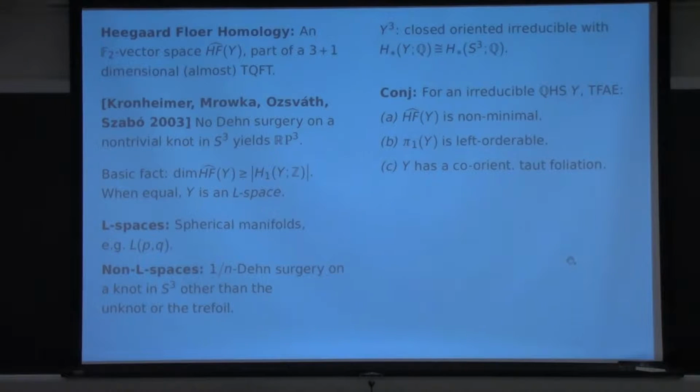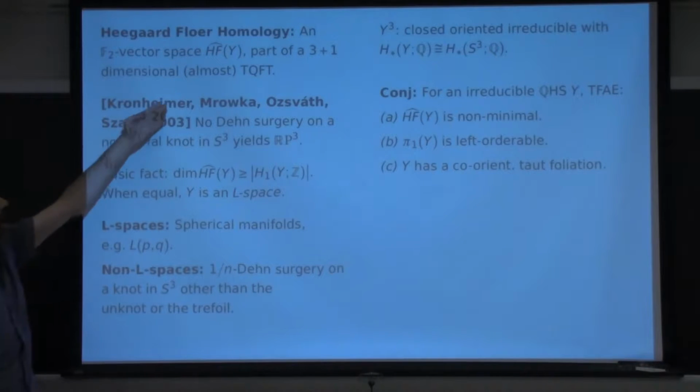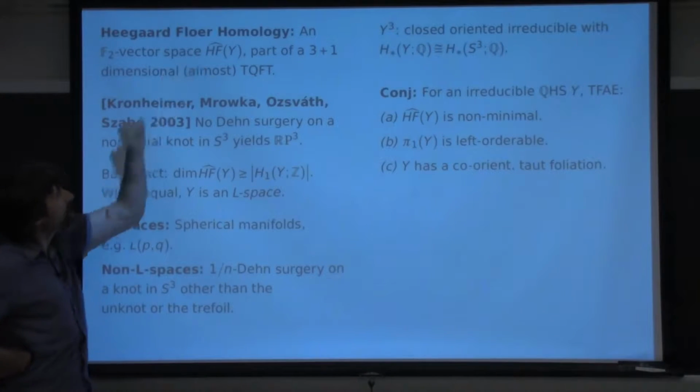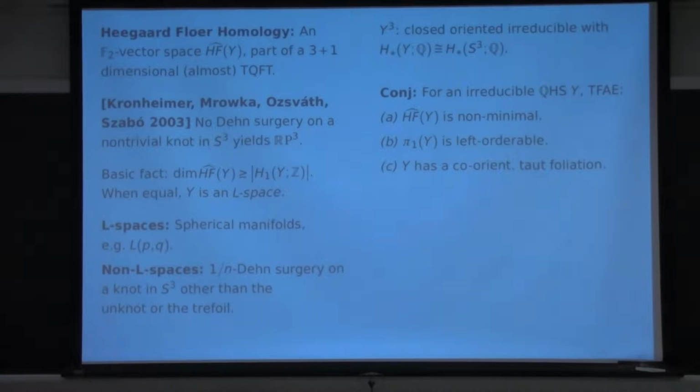All right, so let me start by going through these 3 properties and trying to give you a little bit of a feeling of what they are about. So the first one is the Heegaard Floer homology. So this is something that associates to a closed 3 manifold Y a finite dimensional vector space over the field with 2 elements. It's essentially the same as the instanton Floer homology that Tom Rofka told us about last time.